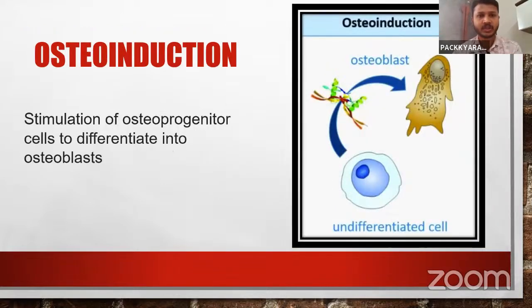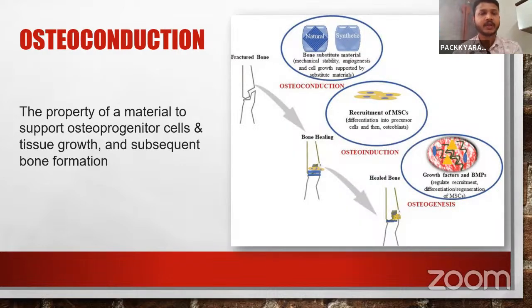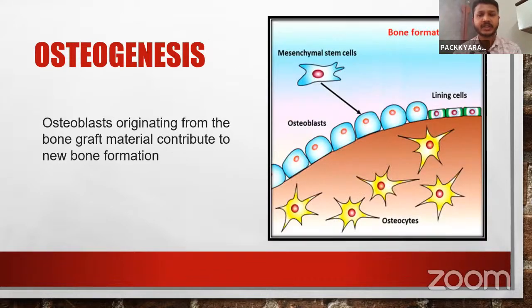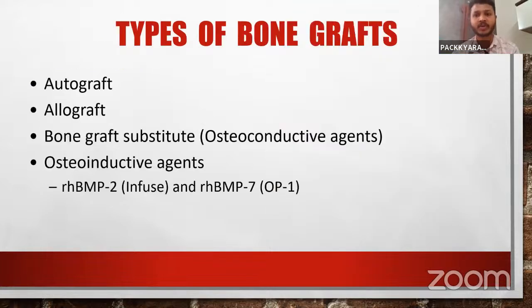What is osteoconduction? Osteoconduction is the ability of the material to act as a matrix, as a supporting scaffold. And finally, osteogenesis is the final bone formation by the osteoblastic cells. So we divide all the bone grafts based on their capacity of possessing any of these properties or all of these properties. What are the types of bone grafts?